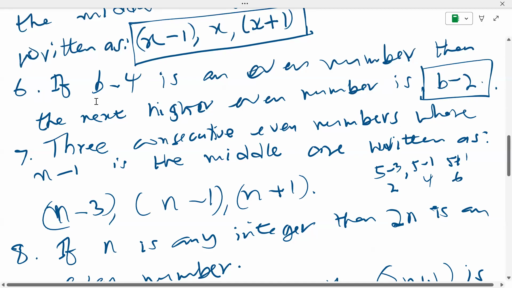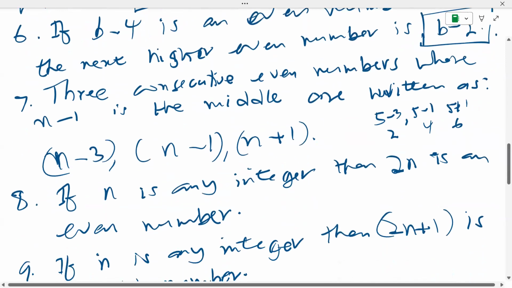And so b will also be an even number, so we'll be getting even numbers. Take note of how this is done. I want to look at the next aspect, at 7. We want to write 3 consecutive even numbers where n minus 1 is the middle one. By so doing, they are written as n minus 3, n minus 1, n plus 1.